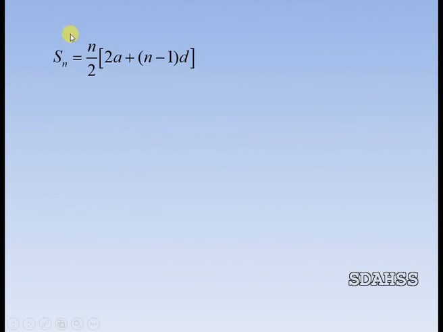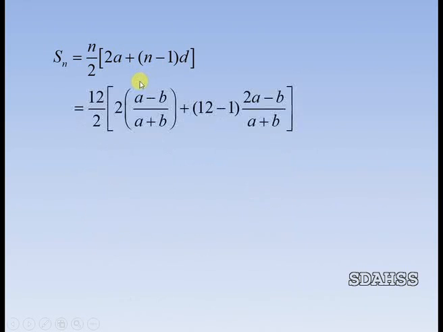We want to find the sum. So Sn is equal to n by 2 into 2a plus n minus 1 into d. Here n is equal to 12. So substitute all the values. So you have 12 divided by 2 into a minus b divided by a plus b plus 12 minus 1 into 2a minus b divided by a plus b.